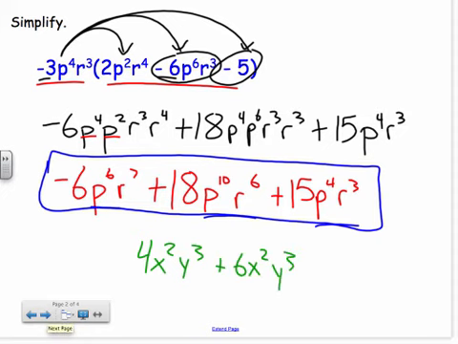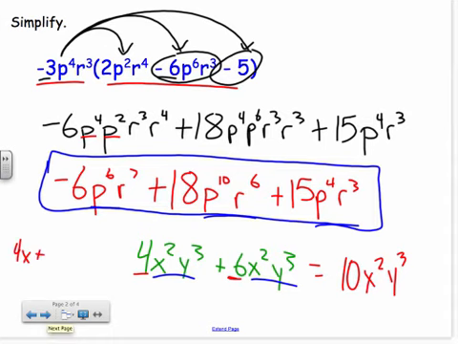In this case, these are like terms, right? They're both x to the second, y to the third. So I have to combine their coefficients, 4 plus 6, and I would combine that into 10x squared y to the third, right? Because it's the same thing as if you had 4x plus 6x. That becomes 10x. Well, the term is x squared y cubed, so that's why it works that way, okay? So just make sure you look for like terms.